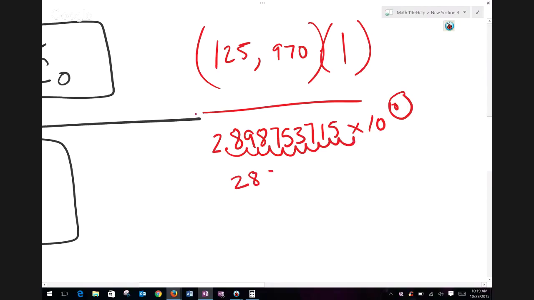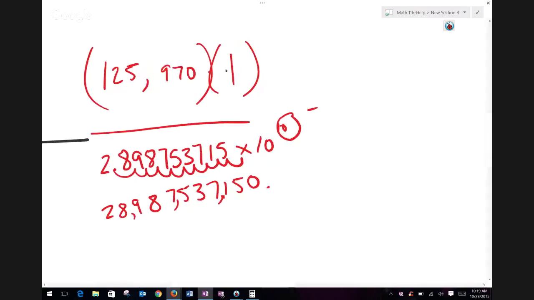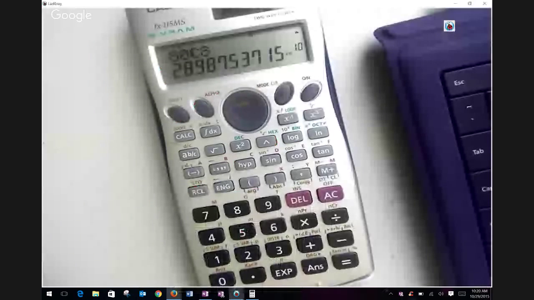So really this number is this number. I think I got off on some of my numbers there. 2, 8, 9. Oops, lost an 8 there. 28987. So that's that number. However, if you plug this in your calculator and you take the top number divided by the bottom number, again, it could give you a decimal approximation.